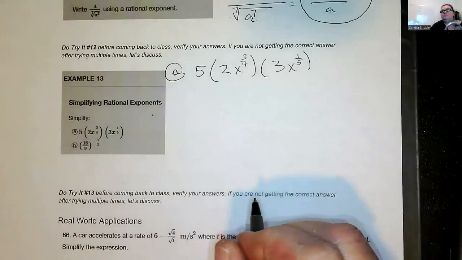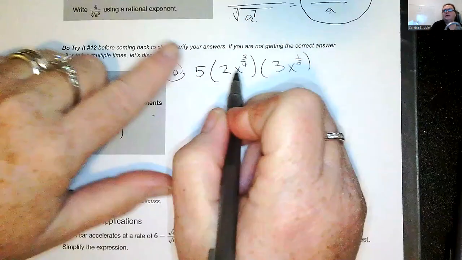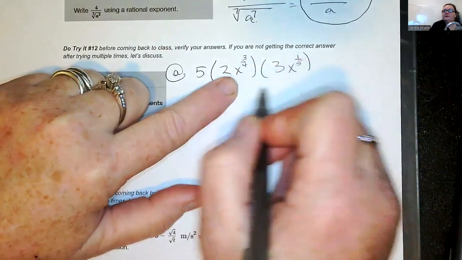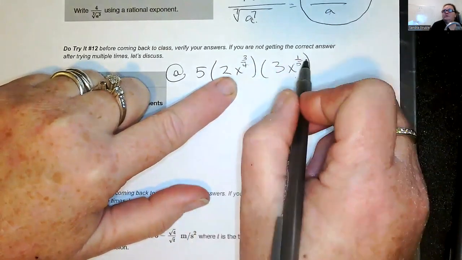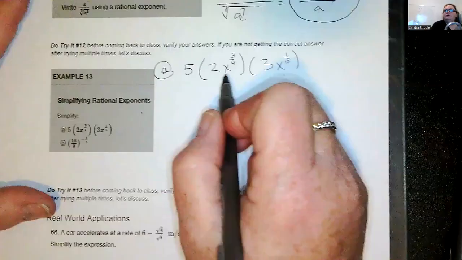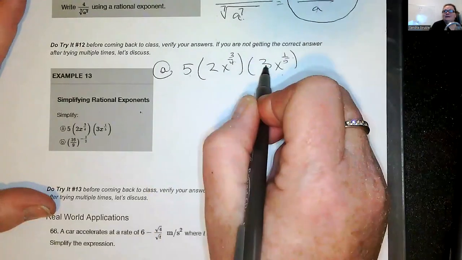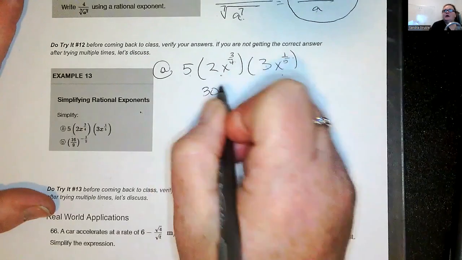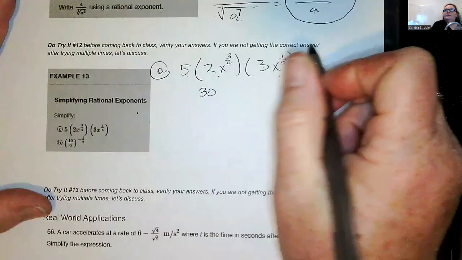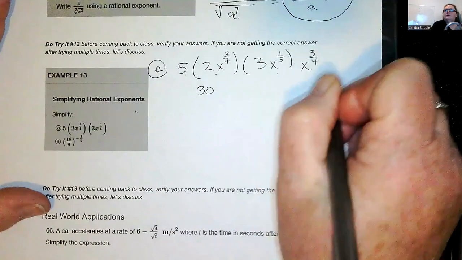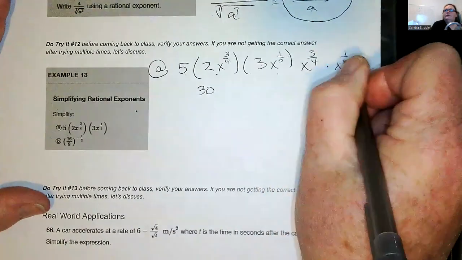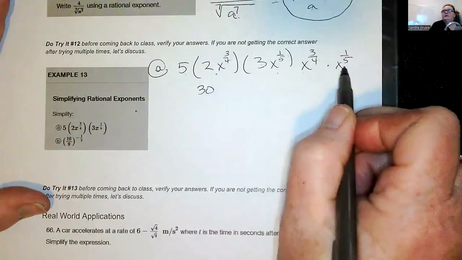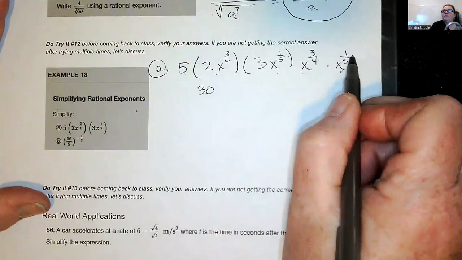Okay, when you multiply your bases, you add your exponents. And in order to do that, we can do 5 times 2 times 3 easily. 5 times 2 is 10, 10 times 3 is 30. Numbers done, boom. But now we have x to the 3/4 times x to the 1/5. Okay, that's what we have left. And in order to multiply these, we have to add the 3/4 and the 1/5.